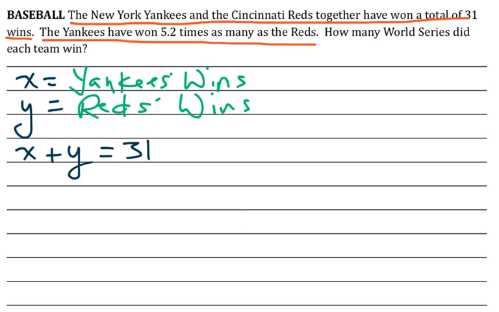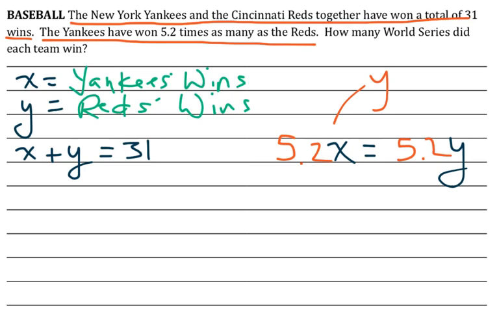Now the Yankees have won 5.2 times as many as the Reds. In red, I'm going to write the number 5.2, and then I'm going to put, don't write any of this down, X and then equals Y. And the reason I put it in both spots is because either it's correct here or it's correct there.